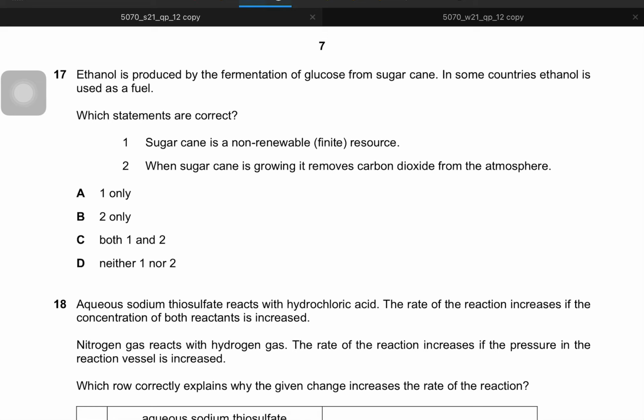When sugarcane is growing, it removes carbon dioxide from the atmosphere. That is very true because they perform photosynthesis. So statement 1 is incorrect, 2 is correct. B for Barrows is the right answer.